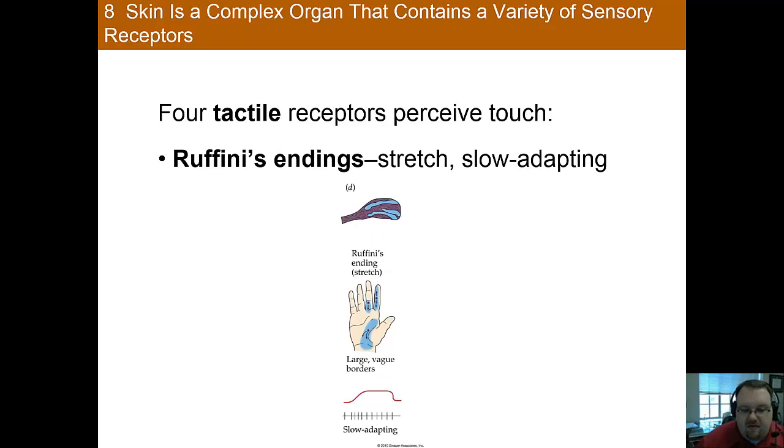And lastly, Ruffini's endings. These are slow adapting receptors that actually measure stretch sensations, and they cover broad areas because of this. So anytime you feel a stretch, it's actually these Ruffini's endings that are responsible for that feeling.